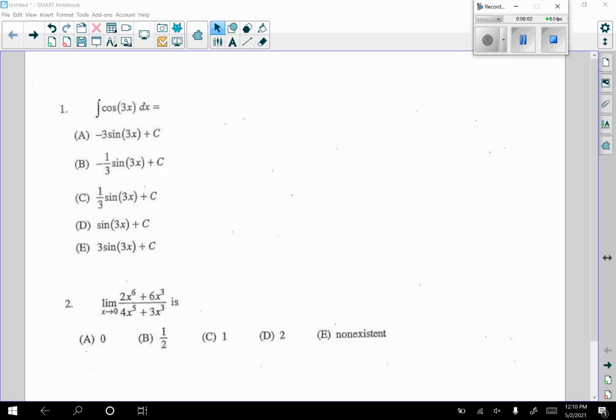Last set of AP practice problems to go over, so let's take a look at these, see how you did. Again, with these being multiple choice, no calculator, on average 2 minutes per problem. Number one, there's a couple ways to do this.